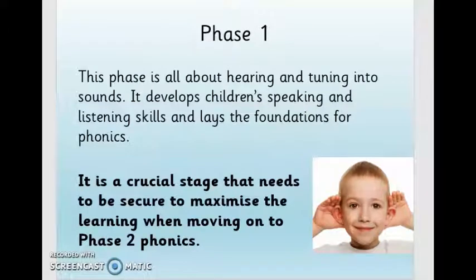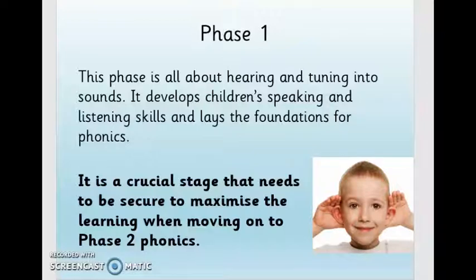In phonics, there are many phases. Phase 1 is the first phase of phonics, and this is usually a phase that is taught. However, at Wheatfield, we do still continue with Phase 1 activities throughout the whole year because we know that this is a really crucial part of phonics.